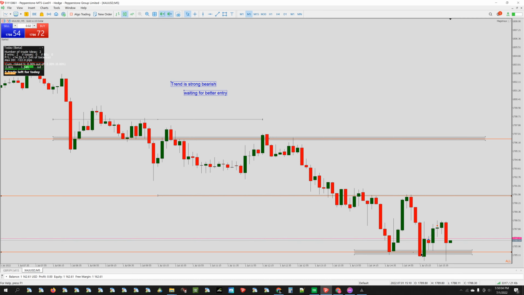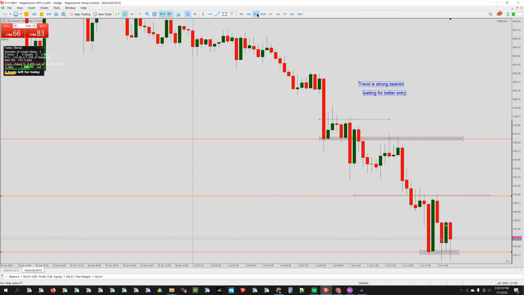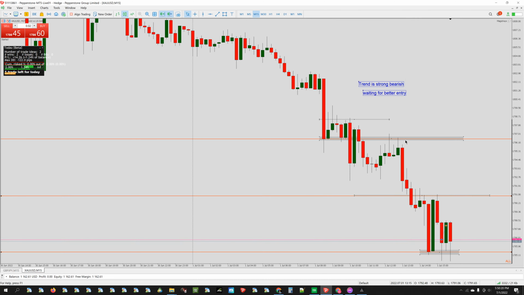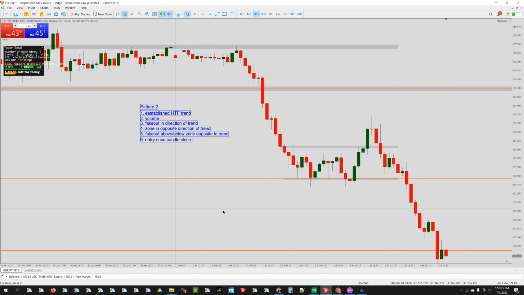We have again tested the lows, but the whole question is, can we break and close above 1790 for prices to keep pushing up? But we will see at this point.